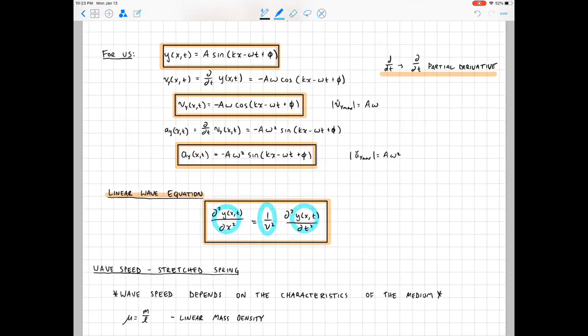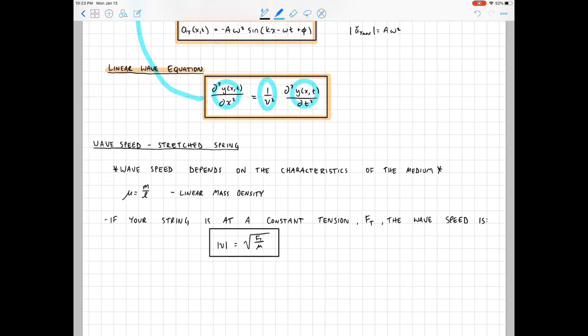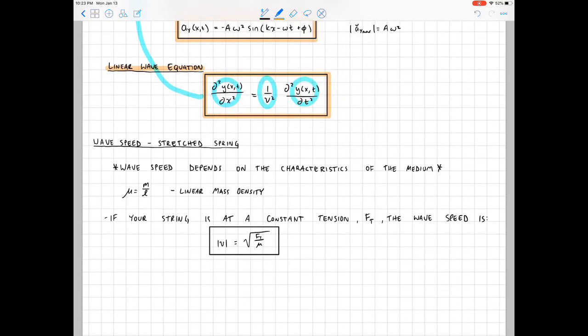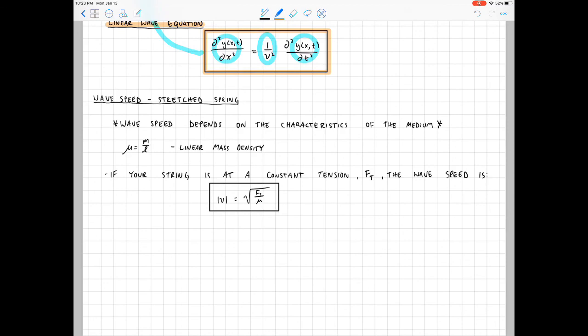Now, the position function up here is a solution to the linear wave equation, right? So that is to say, if you were to plug in our expression for y, take two derivatives with respect to position, and then plug in on the right-hand side and take two derivatives with respect to time, you would get the same thing multiplied by a 1 over v squared out front, right? It's incredible.